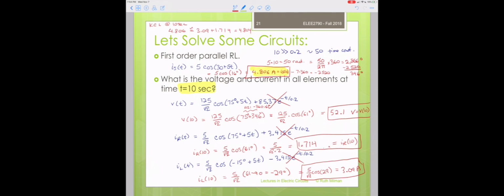So now we have concluded our second example, and we see that just like the first order series circuit, the first order parallel circuit is reasonably straightforward to solve, and it follows the same types of patterns. After this, we've got one more example to go. We're going to be looking at a second order series RLC circuit.